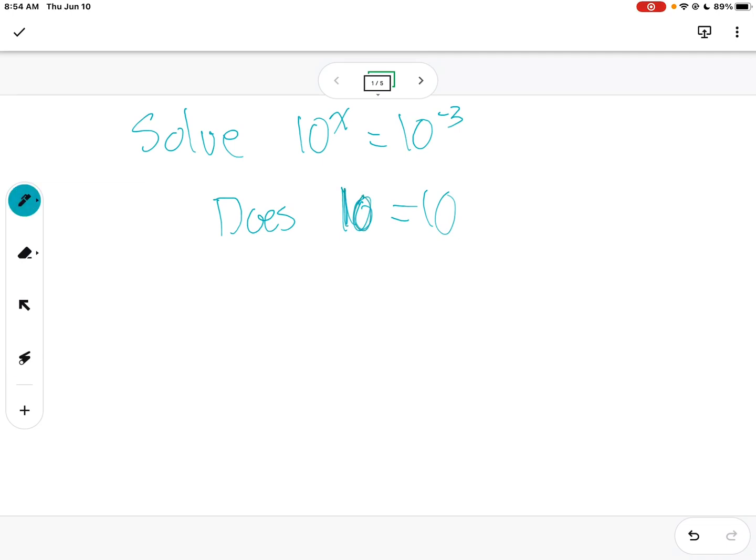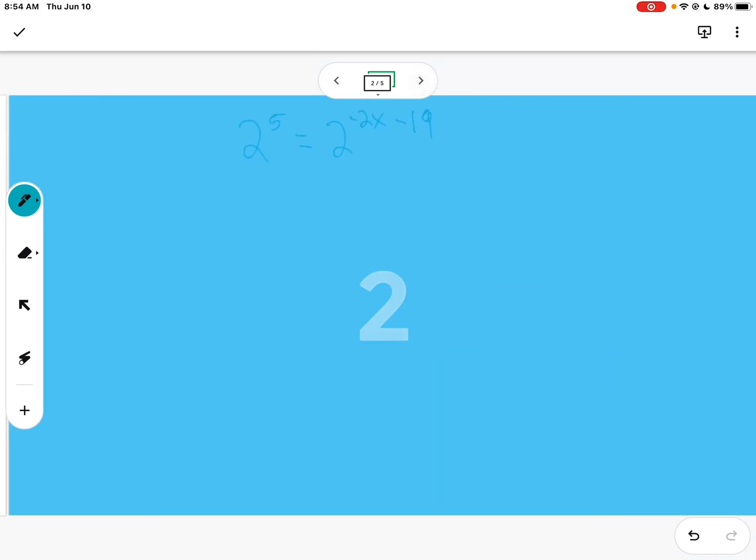That's not a very good 10 there, is it? Check, it does. Well, if that's true, then this has to equal this. So therefore, x has to equal negative 3. And we're done. Obviously you're not going to get many questions like that because it's too easy. So let's try another one.